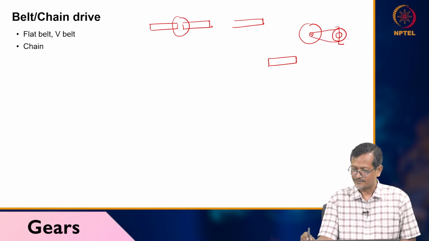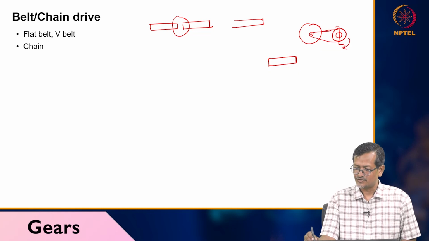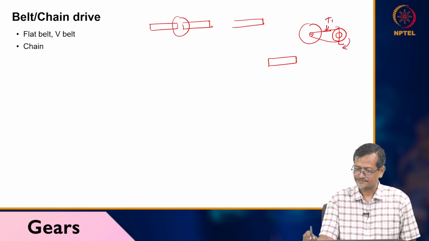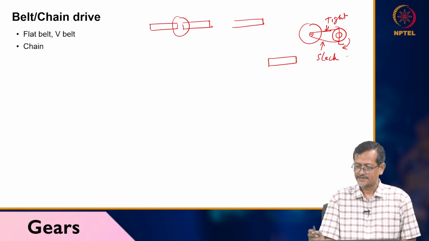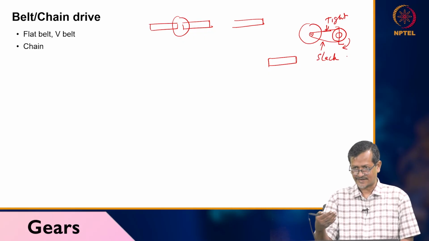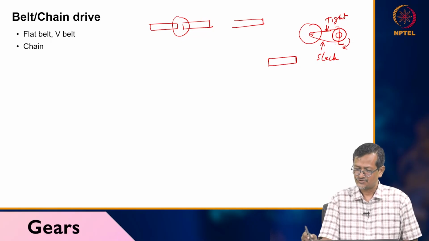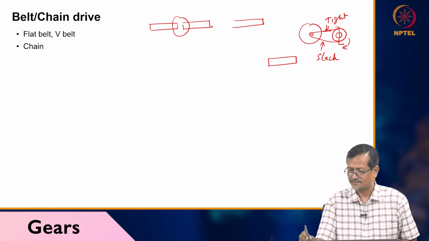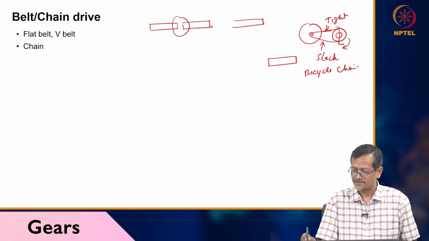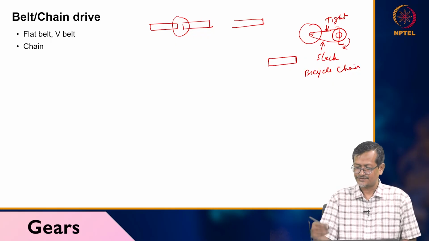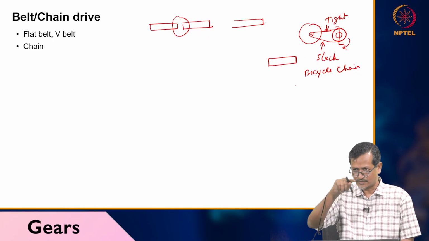And whenever you're turning in this direction, this will be the tight side, this is slack. Slack side means the loose side. Okay, and this is the chain, bicycle chain, and the chain will be passing over one's wheel.